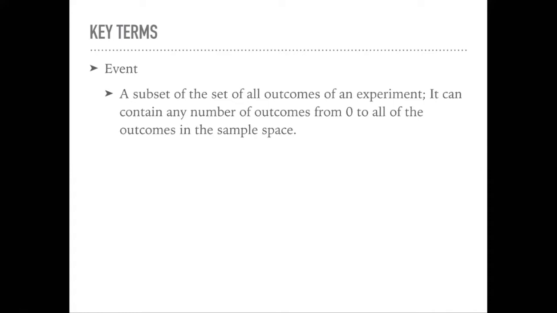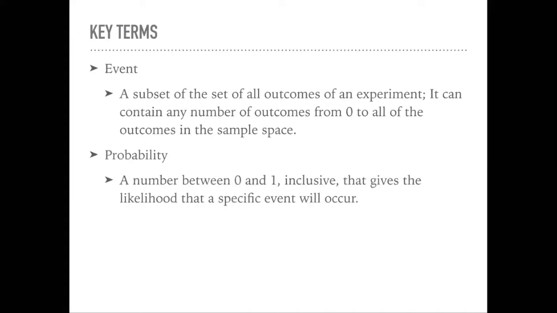Now, an event is going to be a subset of the set of all outcomes of an experiment. So it's a subset of your sample space, and it can contain any number of outcomes from 0 to all of the outcomes from the sample space. So like an event would be the event of getting heads before getting tails.